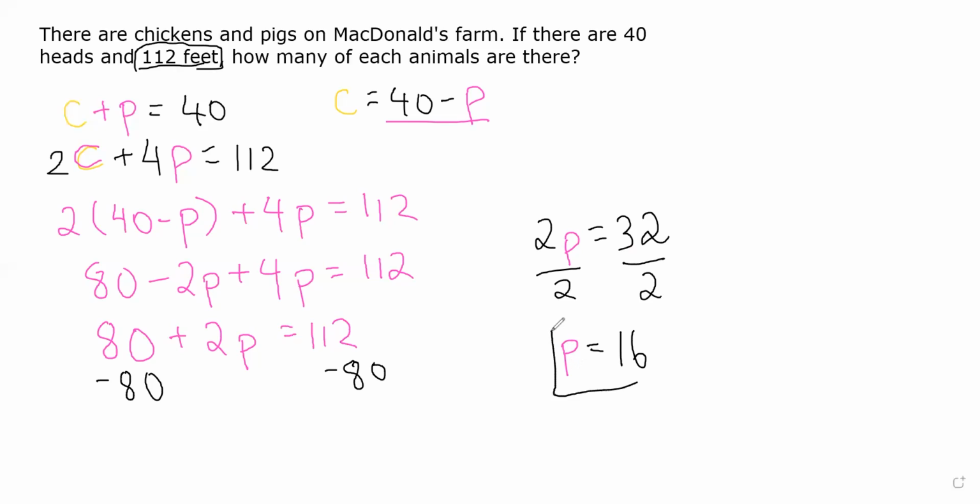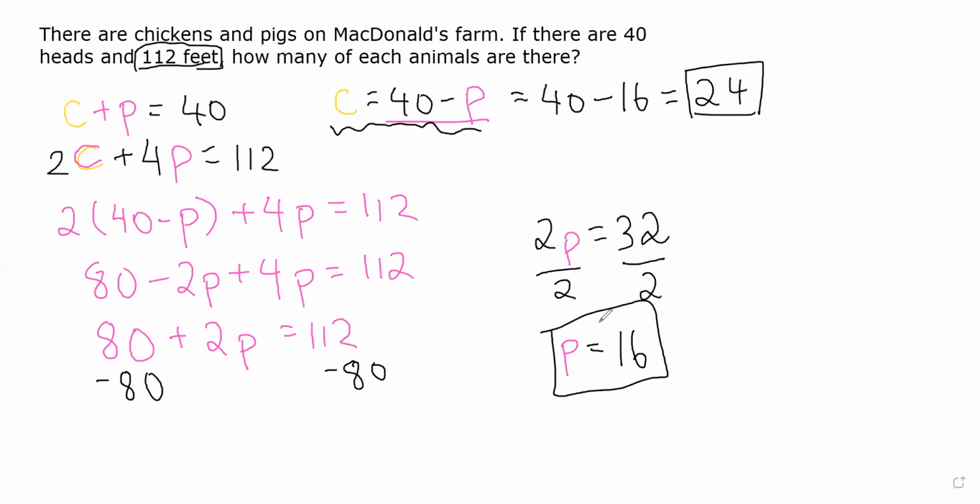Once we know this information, we can plug it back into the equation we set up in the beginning to find the number of chickens. So the number of chickens is equal to 40 take away the number of pigs, 16, which gives us 24. And that's it.